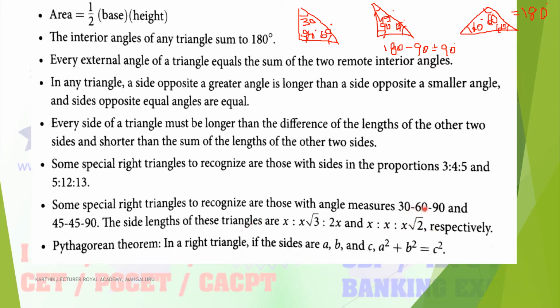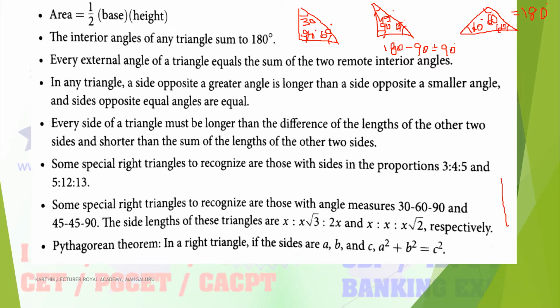First one is the 30 degree, 60 degree, 90 degree triangle. If it is the first triangle, you just remember this relationship: for 30 degrees x, for 60 degrees x square root of 3, for 90 degrees 2x. Next, if it is 45 degree, 45 degree, 90 degree, you remember this relationship: x for 45 degrees, and for 90 degrees x square root of 2. I will tell you which one is the hypotenuse, everything.